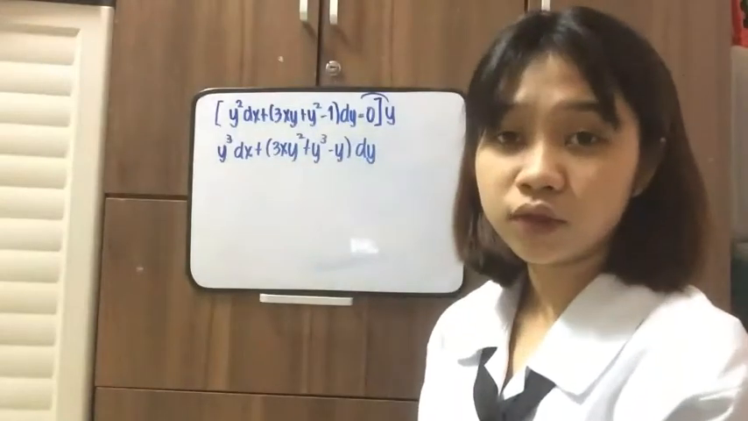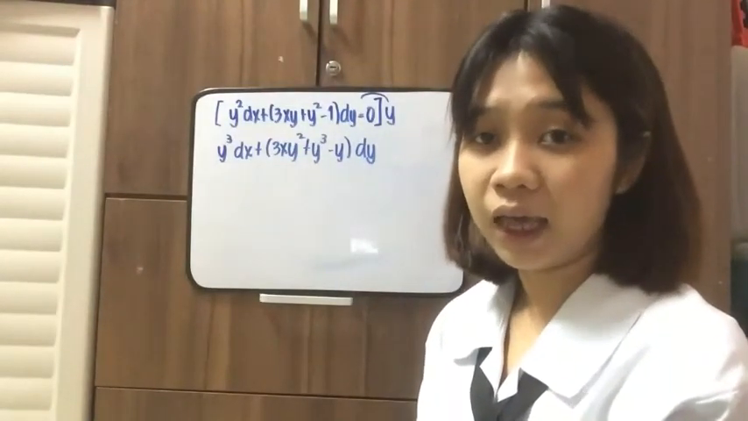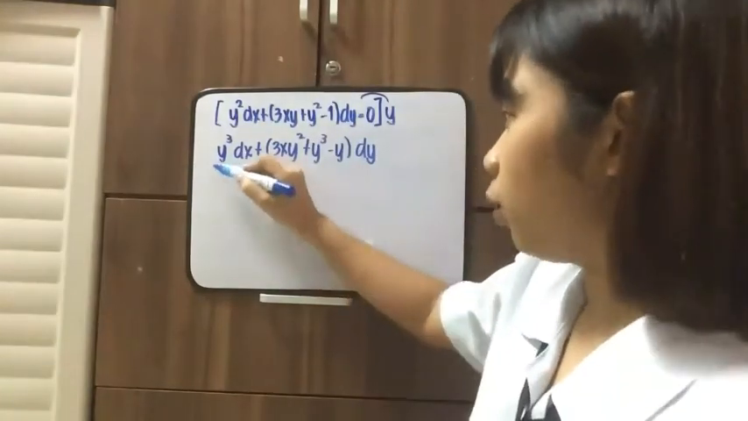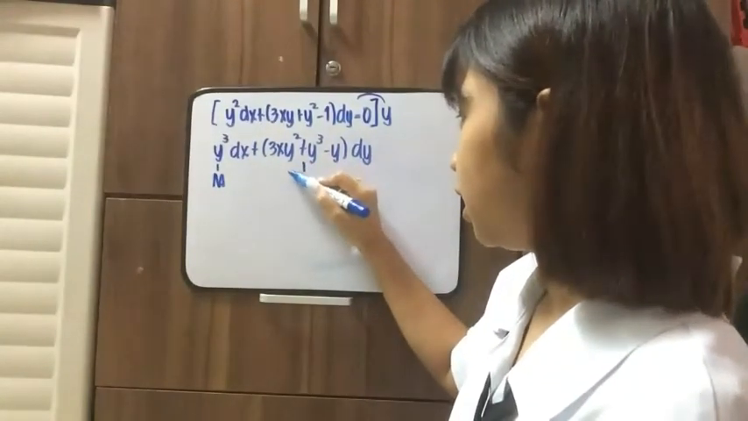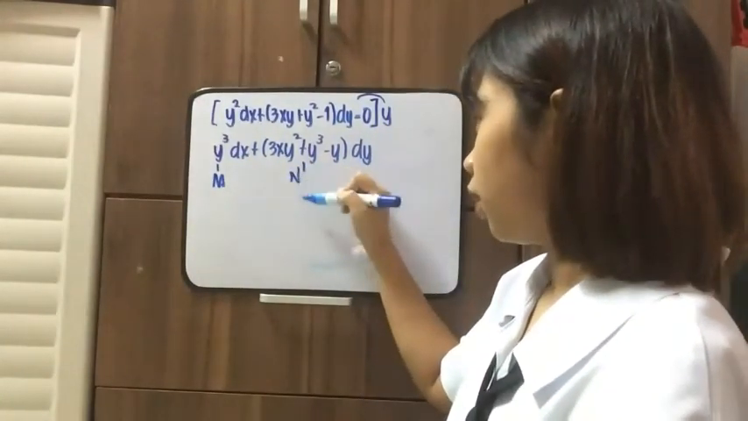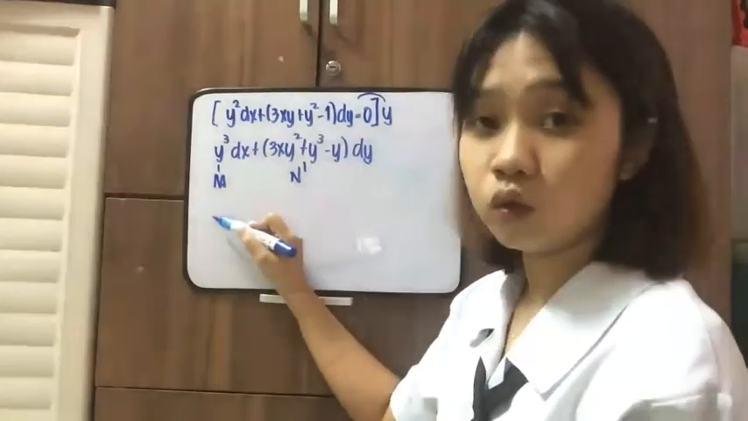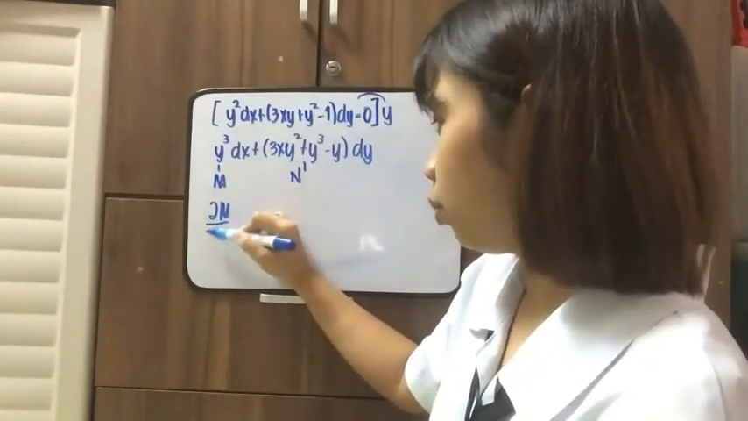So, balik tayo sa first step. Diba ang first step na ginawa natin is to find the M and N. So, ganun din yung gagawin natin dito. For this equation, our M is y cubed and our N is 3xy squared plus y cubed minus y. So, ganun din. The second step is to find the partial derivative of M with respect to y.